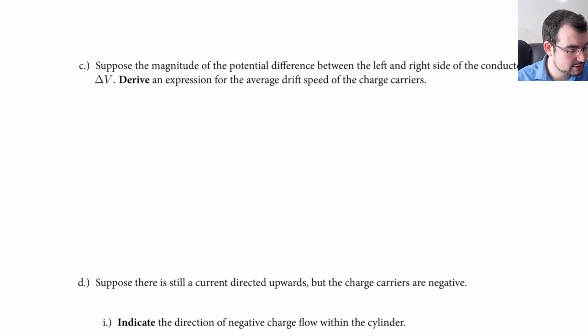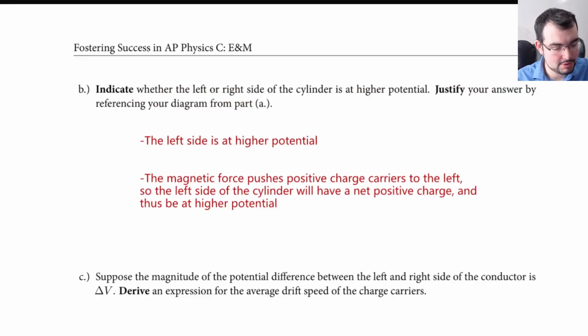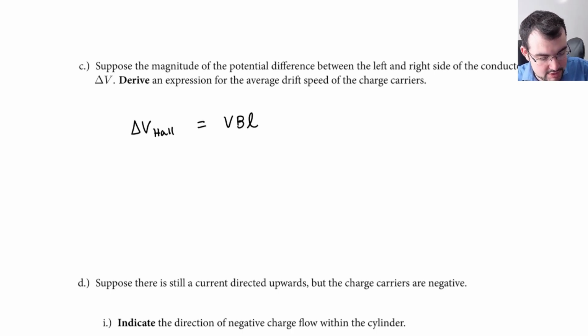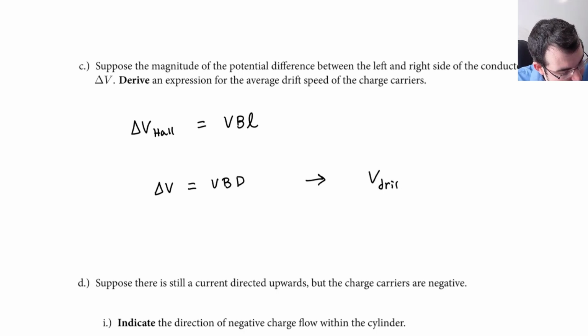All right, what is the drift velocity of the charge carriers if we probe the sides of the cylinder and got delta V? Well, this is just a very simple application of the Hall effect. The Hall effect voltage is vBL, and in this problem, L was the cylinder diameter D. So we get delta V is equal to vBD. So my drift speed, v drift, is just going to be delta V over BD.